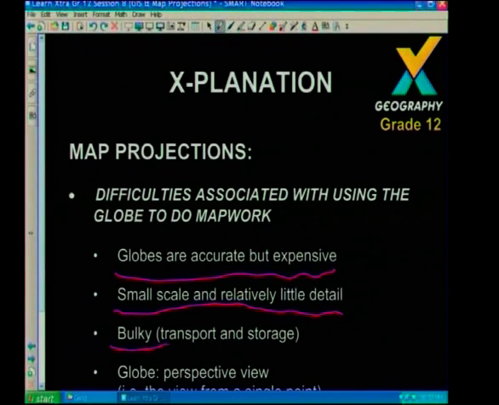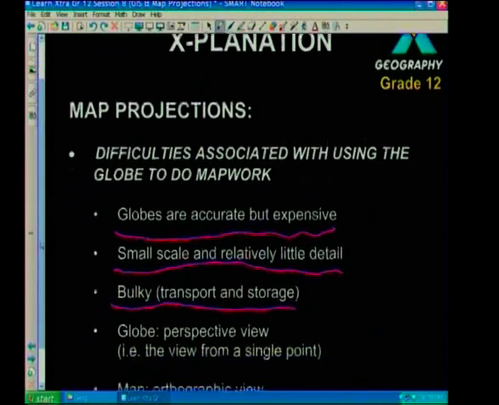Also, it's bulky to transport and store. Imagine every day you come to school with your bag and your lunch and your globe. Huge problem, okay? To carry it and then to store it everywhere. Okay, it's a problem.